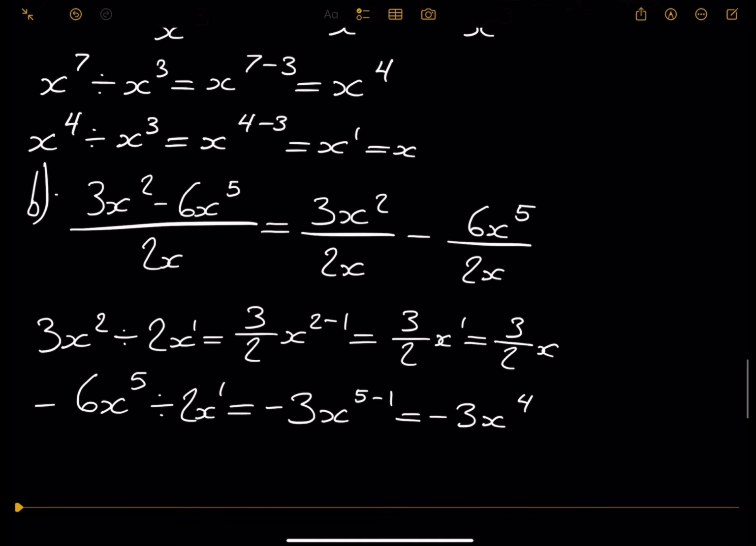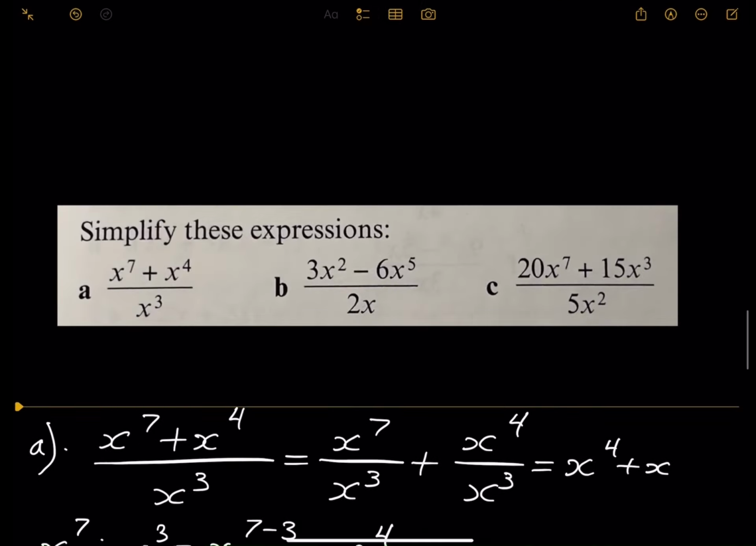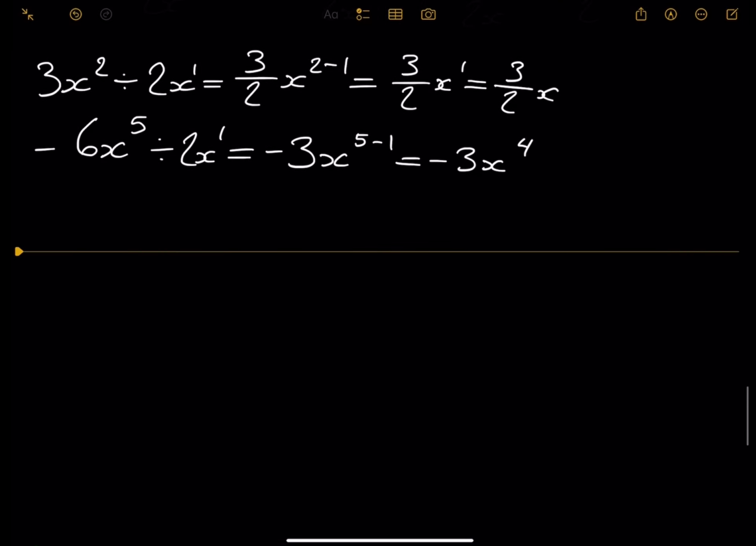Okay. So this expression simplifies fully to 3 over 2 x minus 3x raised to the power 4. So that was part B. Now let's do part C.